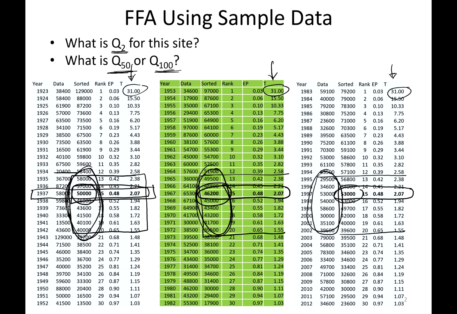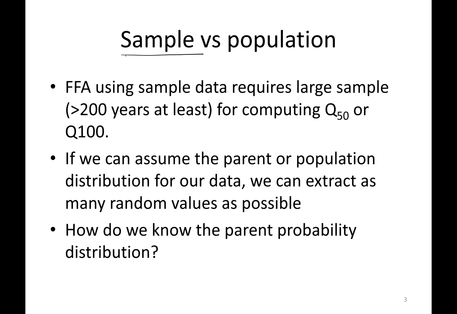Most of the times we are interested in design flows that are corresponding to return period of 50-year, 100-year, and in flood inundation mapping we also find out flows corresponding to 500-year return period. Now to get the flow for 500-year return period using this method, you need at least 1,000 years of data, which is not always possible. So this slide just makes that point that using the flood frequency analysis requires large sample.